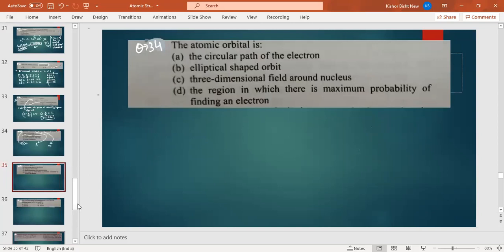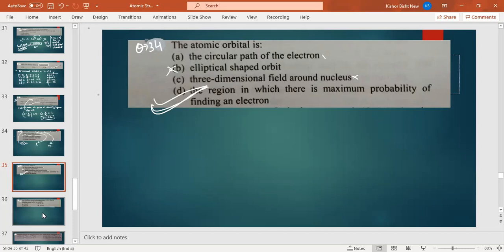Come to next, the atomic orbital is. Please see this question properly. If you see the first answer, you will tick it directly. No. The circular path of electron, no. This is for class 8, class 9. Elliptical shape, no. Three-dimensional field around the nucleus, no. The region where the maximum probability of finding the electron is, that is called the atomic orbital. You remember the point, this is the Schrödinger definition. The probability of finding the electron, that is called the atomic orbital.